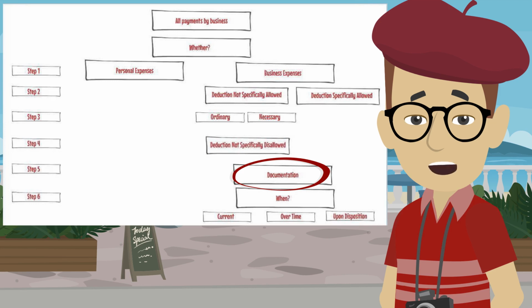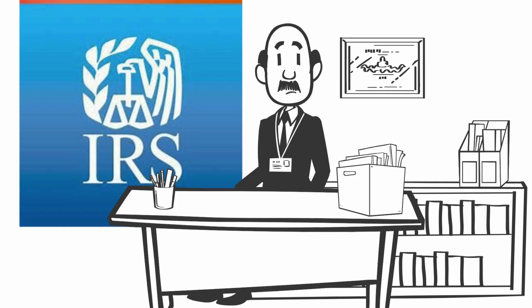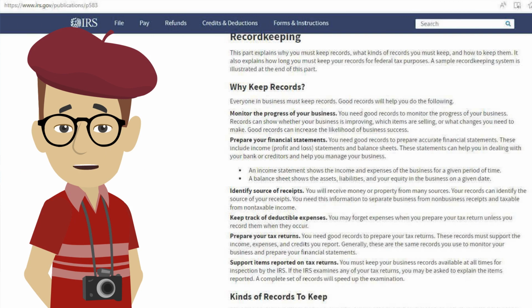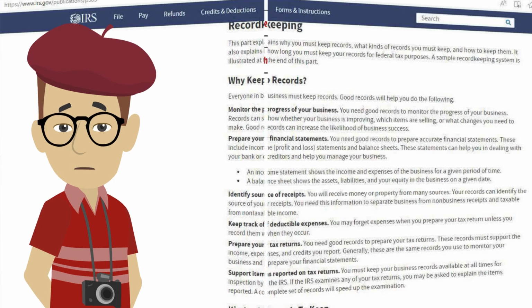Failing to maintain records adequate to support your tax position just makes things too easy for the IRS. IRS Publication 583 provides a useful discussion of the types of books and records the IRS expects you to keep to support the various items on your tax return, including expense deductions.